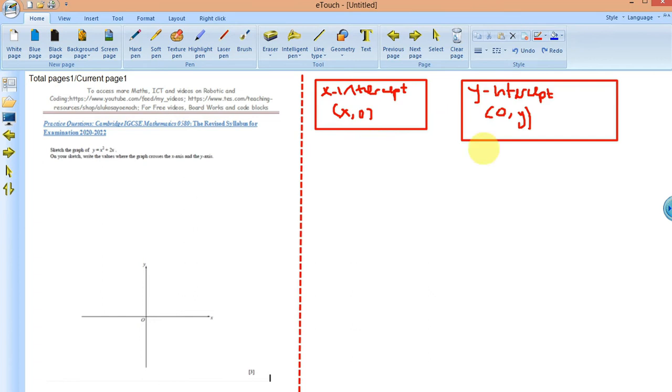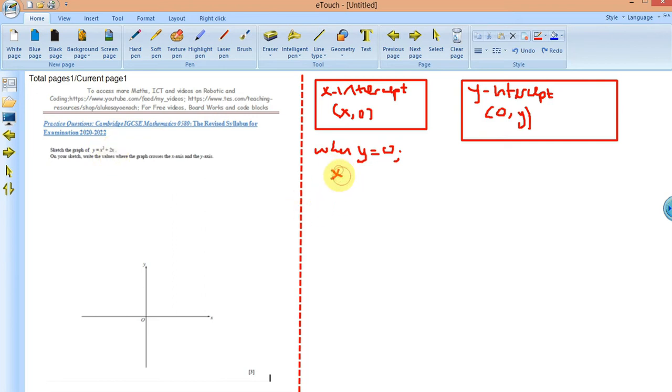Okay, so now let's go ahead with x-intercept first. For x-intercept, that is when y equals 0. So when y equals 0, we are going to have x-intercept, meaning that I should equate this to 0. x squared plus 2x equals 0.